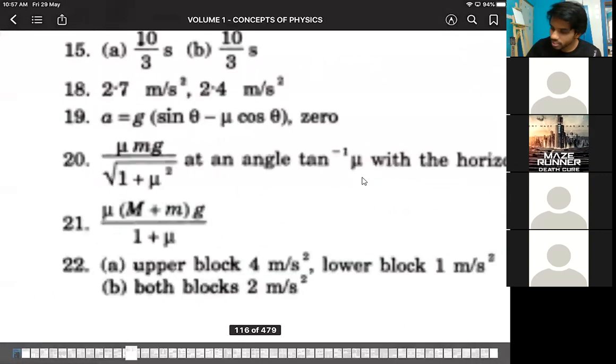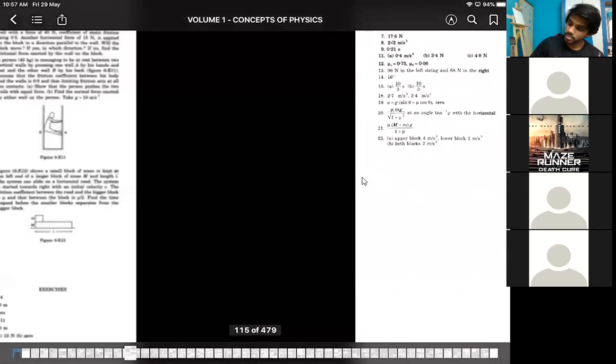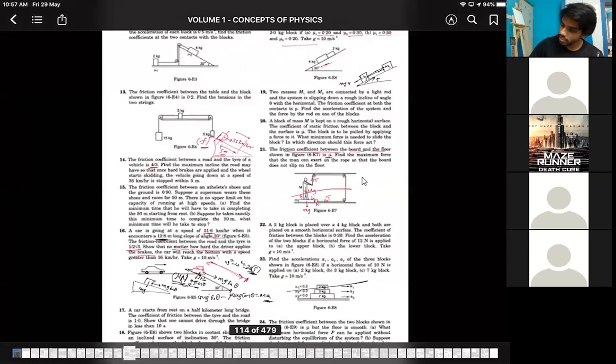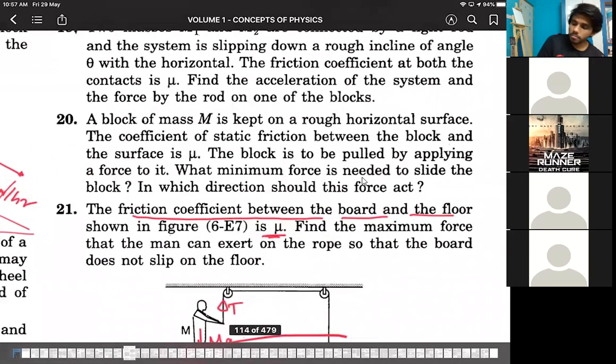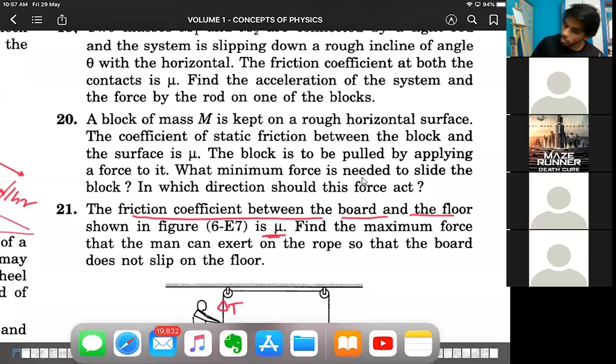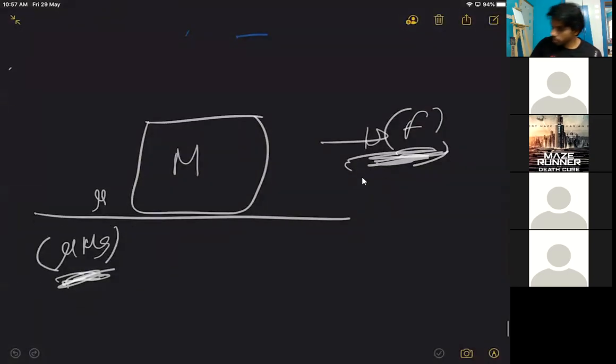Look, the answer for question number 20 is something different. What's that, sir? Yeah, why is that? It's a very simple question. It looks very silly, very simple. Question number 20, look at it. The block of mass m is on a rough horizontal surface. What is the minimum force that you need so that the block can move? That's it. The problem is the force that you are applying.